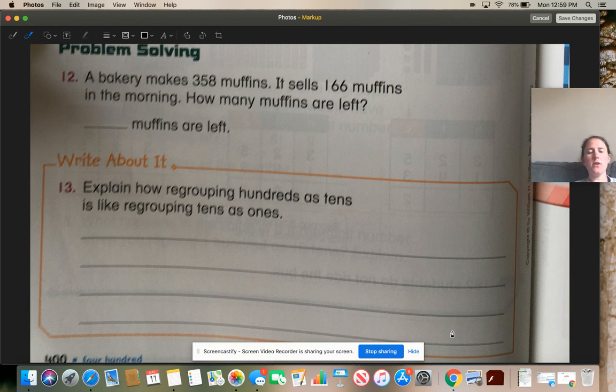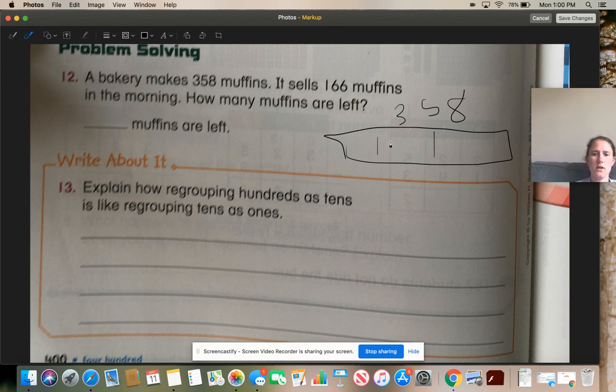Here we go. A bakery makes 358 muffins. It sells 166 muffins in the morning. How many muffins are left? This is that part whole, guys, that bar model. So if I have a total of 358 muffins, that's my total, and part is 166, that's how many they sold in the morning. How many are left? So we have to figure that out by subtracting.